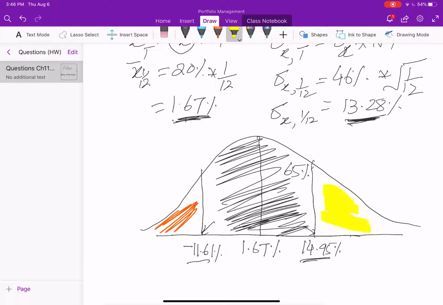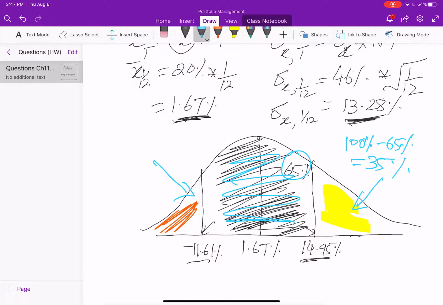What about this area? If you see this one and this one will add up and become 35%, because from 100% we have to subtract this 65% and we'll get 35%. So 35% is outside this area. Outside this area we have 35% when we add both the right tail area and the left tail area.